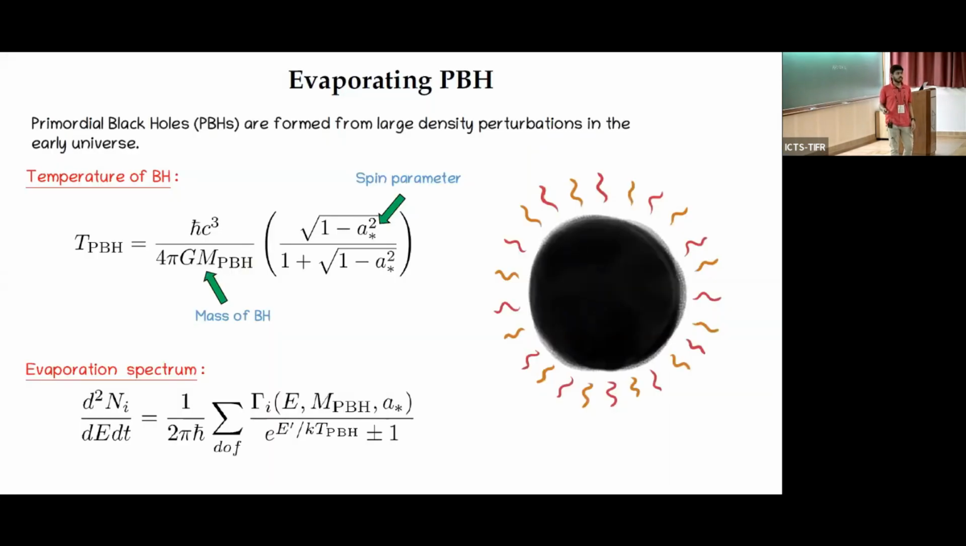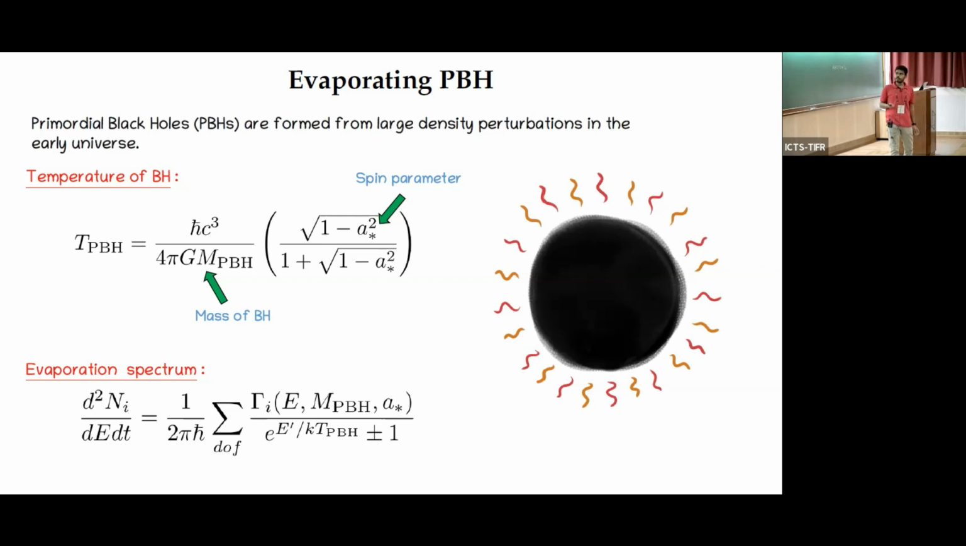So the first question is, what are primordial black holes? As you have already heard, primordial black holes are just like any other black hole, but the only difference is that these are formed at a very early stage of the universe. After formation, if we know the mass and the angular momentum of this black hole, we can determine their temperature, given in the first expression, where M_PBH is the mass of the black hole and a star is the dimensionless spin parameter.